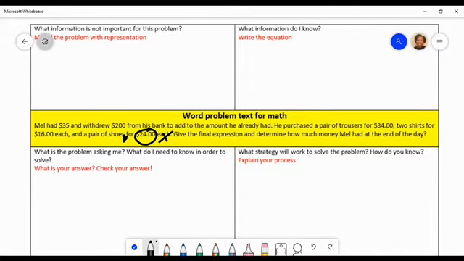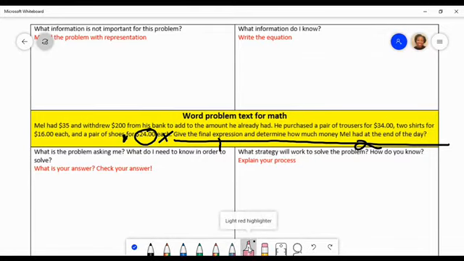Give the final expression and determine how much money Mel had at the end of the day. So what is our question? You are absolutely correct. This is our question, and there are two parts. We'll say this is part one, and this is part two. So part one is what is the expression, and part two is how much money did Mel have at the end of the day. So I'd walk them through the important numbers so they could write the equation.